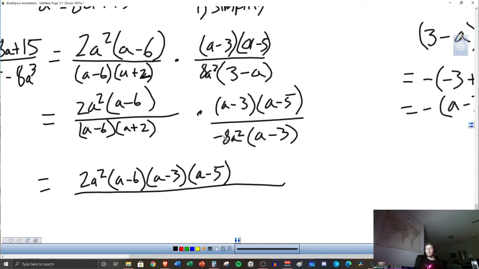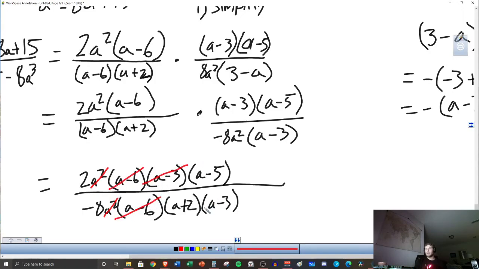On the bottom, I'm going to move over this negative 8a squared. And I'm going to just write, I like to keep those numbers in the front. It's just easier to do that. And then a minus 3. We're going to cross through the common factors. First off, a squared, those are going to go away. A minus 6 and the a minus 3.